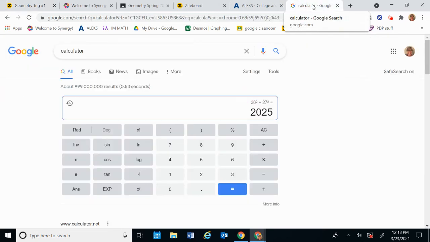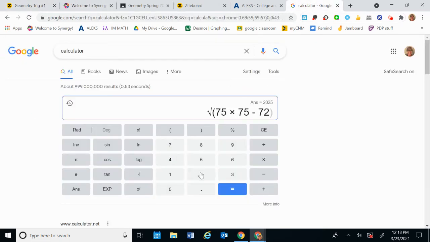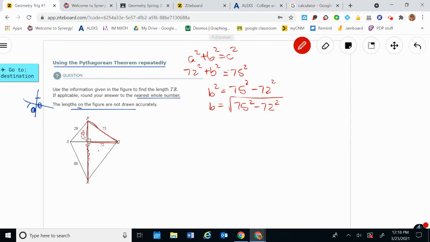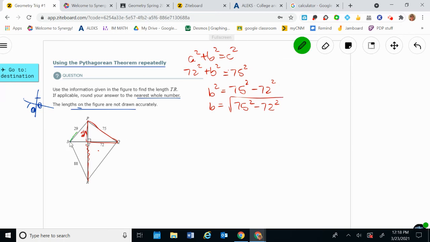Okay, so now you're going to do this. Ready? Let's go to the calculator. Square root of 75 times 75 minus 72 times 72. I can put it in there like that because your calculator knows order of operations. So 21. Then I get 21 for this side. Now you look, I now have two sides, so I can figure out this side right here.